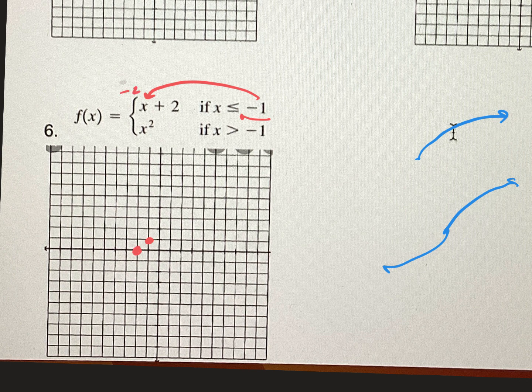Now, one thing I know, that's a line. It's linear, so I'm going to graph that line just like that. It's going to the left. And then let's go to the second graph.